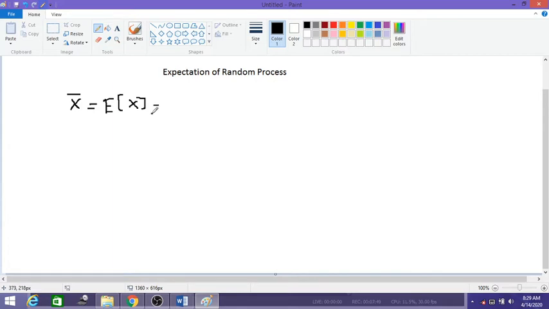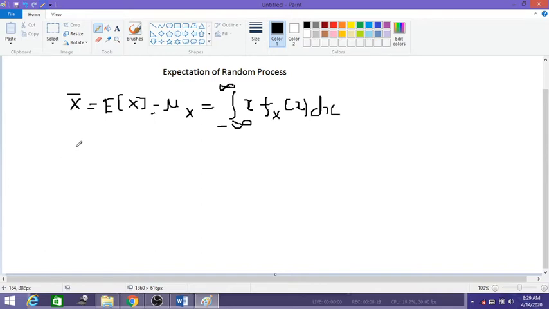So this is nothing but mu x. This is an integral from minus infinity to plus infinity of x multiplied with the density function, that is fx of x, with dx. Okay, so this is the expectation of a random variable X.